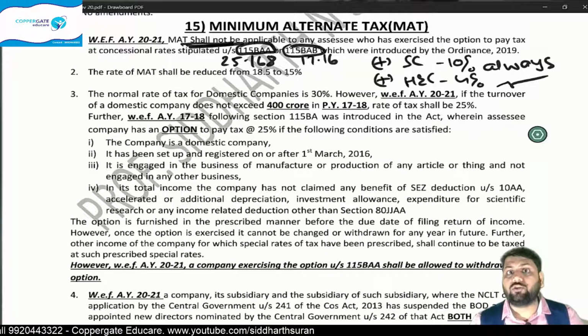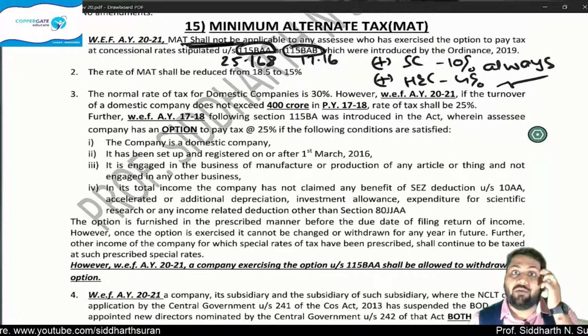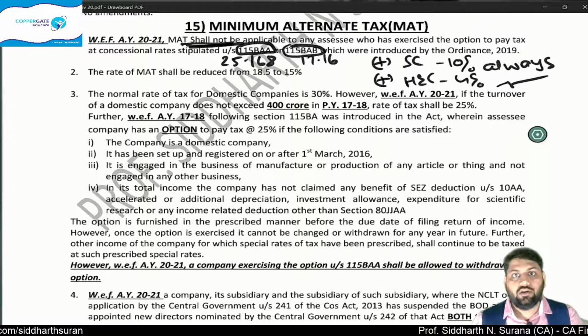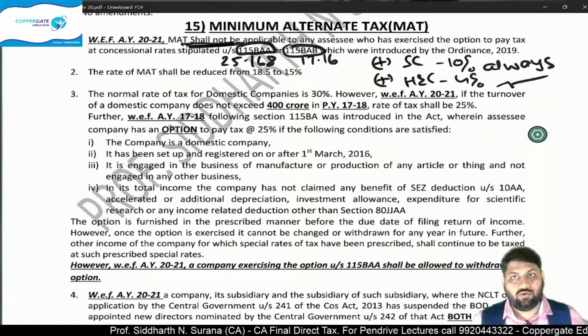So which companies will now continue in the old regime? The only companies that will continue in the old regime are those which have a very high amount of special tax benefits, which you are required to leave if you opt for 115BAA and BAB. There are certain tax benefits that you will have to leave. If any company has those tax benefits, then that company will continue in the old regime. Otherwise, the new regime is very motivating. One, your tax rate is very less, and two, MAT will not be applicable.